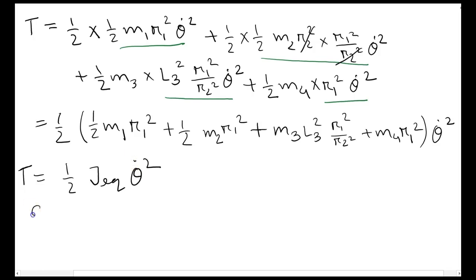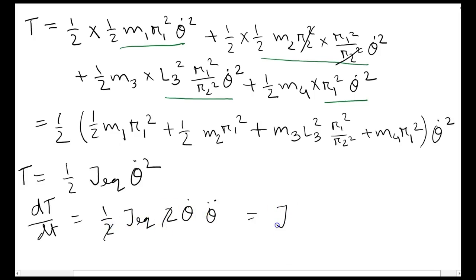Let's differentiate it with respect to time, which becomes half J equivalent times 2 theta dot theta double dot, that becomes J equivalent theta dot and theta double dot.